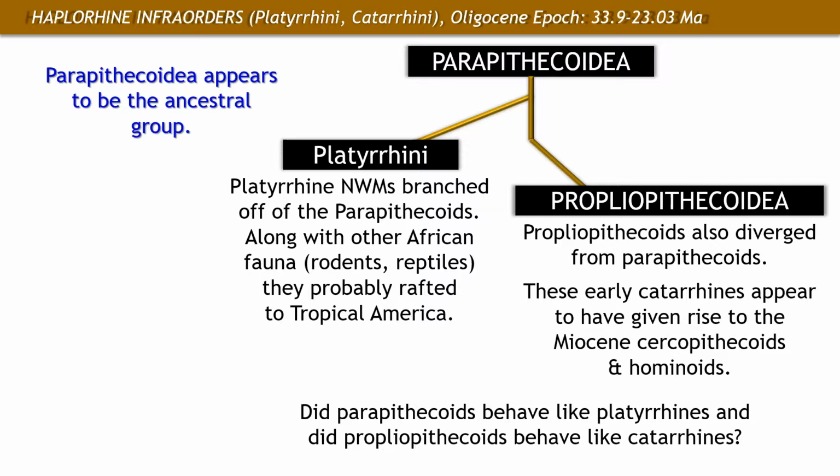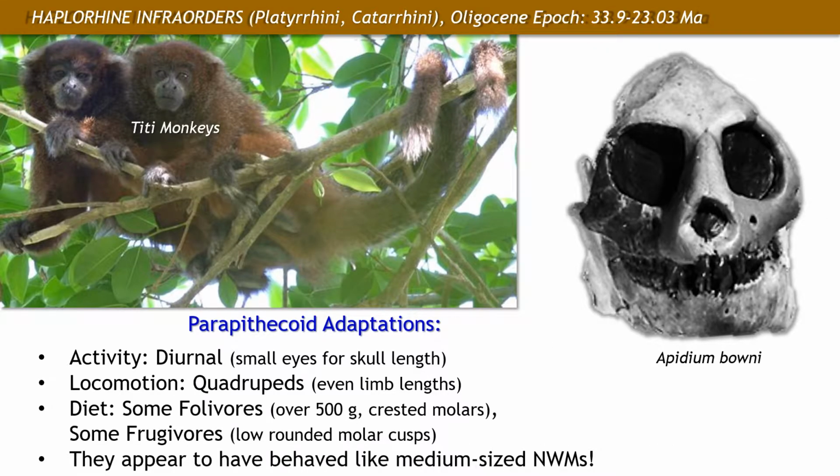Did Parapithecoids behave like platyrrhines? And did Propliopithecoids behave like catarrhines? Parapithecoid adaptations: activity pattern, diurnal, small eyes for skull length. In locomotion, they were quadrupeds with even limb lengths. Diet: some were folivores, they weighed over 500 grams and had crested molars, and some were frugivores with low rounded molar cusps. They appear to have behaved like medium-sized New World monkeys, such as the titi monkey couple up above.